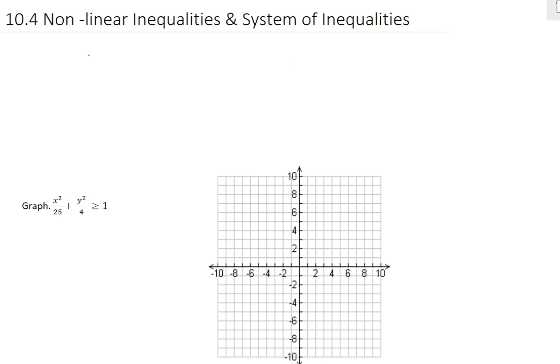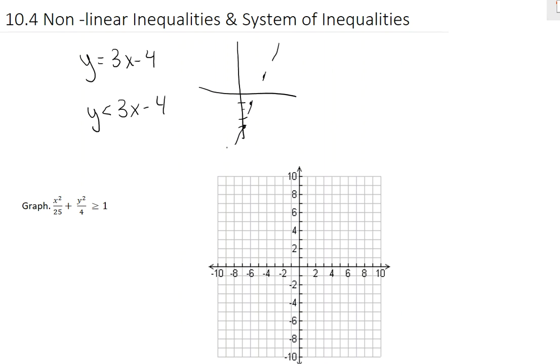What we did with linear lines is we would have an equation, but instead of an equals, we would have an inequality. Less than, greater than, less than or equal to, and so on. And what we would do is we would graph the equation version of it on a graph. So -4, and then up 3 over 1 for the slope. And depending on if it was less than or equal to, it would be a solid or dashed line. So we would do a dashed line in this case.